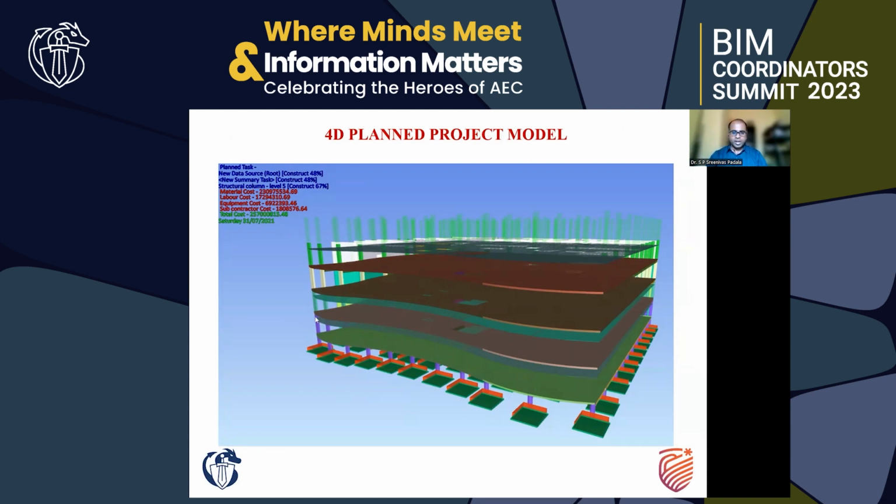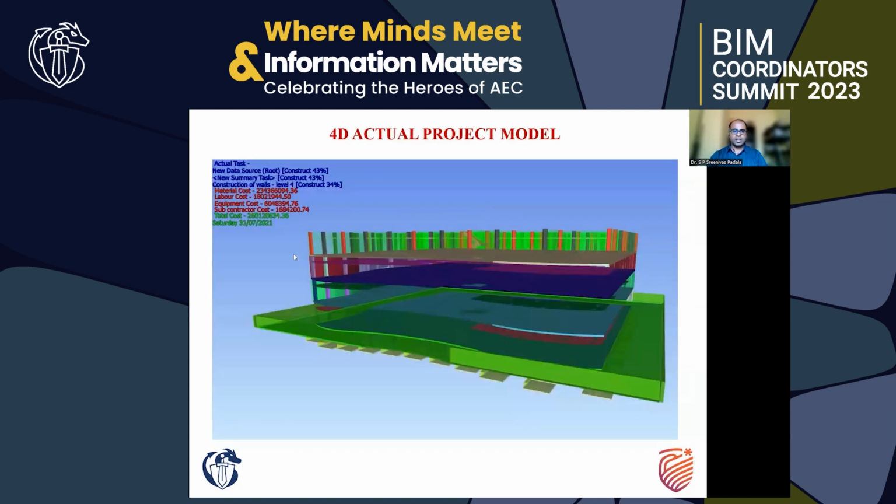You can see the level of detail again. What you're seeing here is a 4D planned model basically. On the left top corner, you can also see the level of quantification. Whenever you want to track the progress, for example, I stopped this simulation at structural column level 5. As per plan, it should be 67% complete. But if you see in the next slide, actually it was completed only 34%.